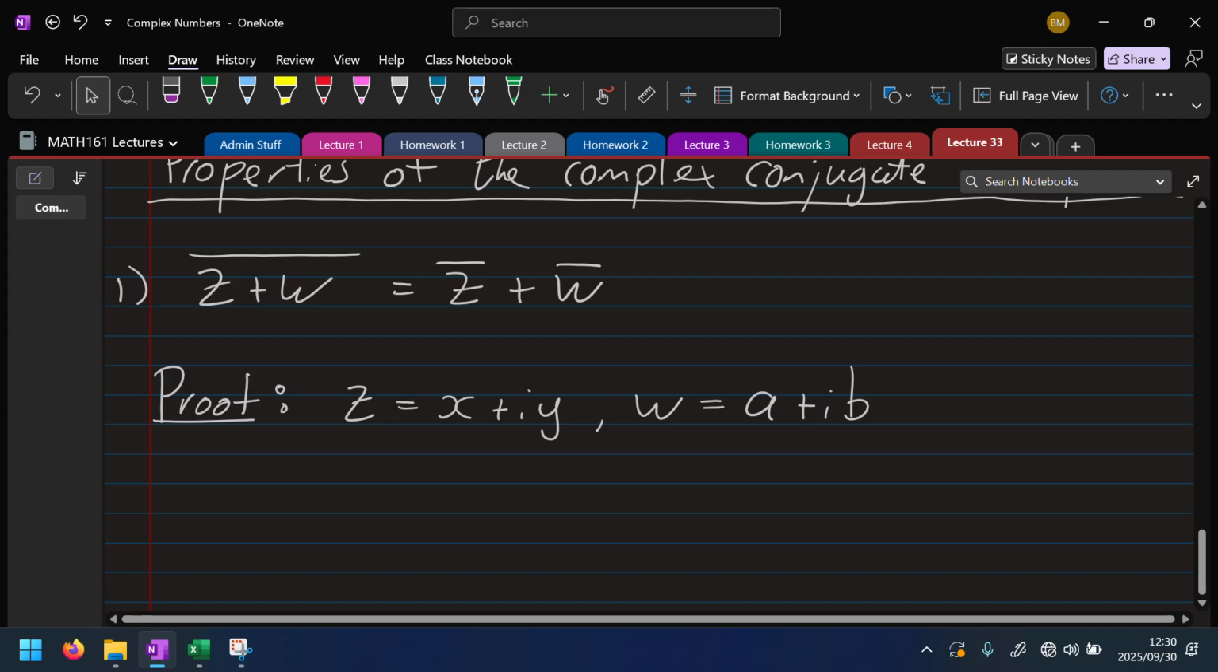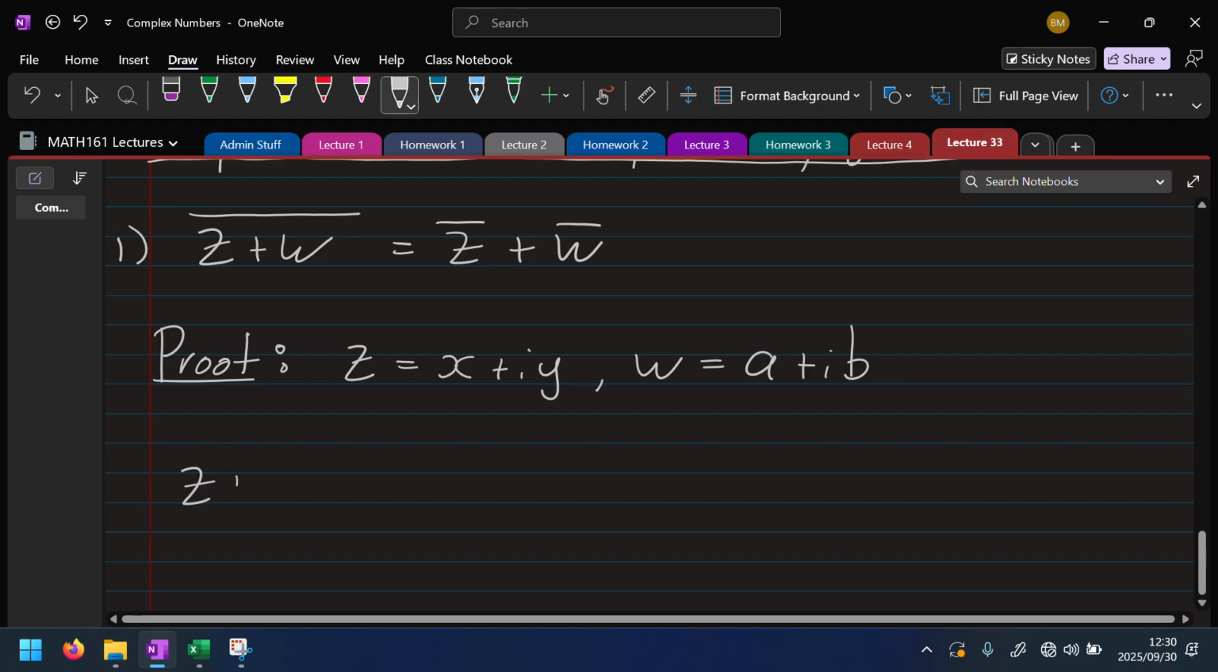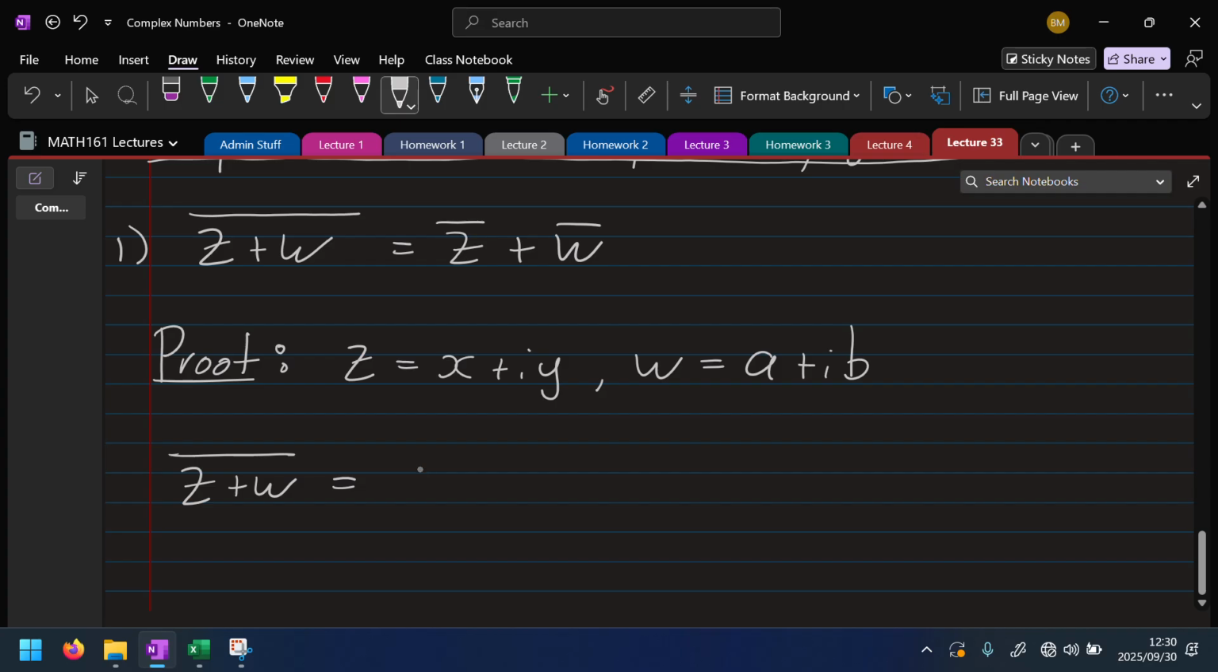Okay, so we have z is x plus iy, w is a plus ib. We're going to substitute into one of the sides. You can pick the left side or the right side, and try to get to the other side. So let's start by substituting into the left side, the bar of z plus w, and try to get to the other side. Then you can try to do it the other way as well. So that's going to be the bar over the sum, so we do that sum first. That will be x plus iy plus a plus ib, and then the bar goes over everything still.